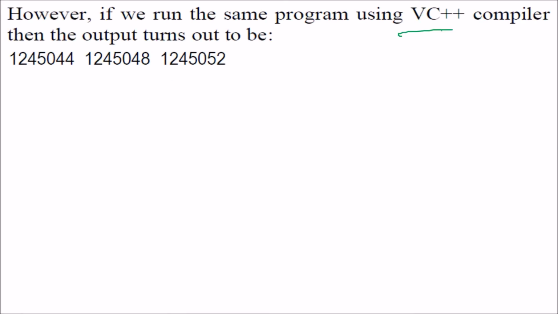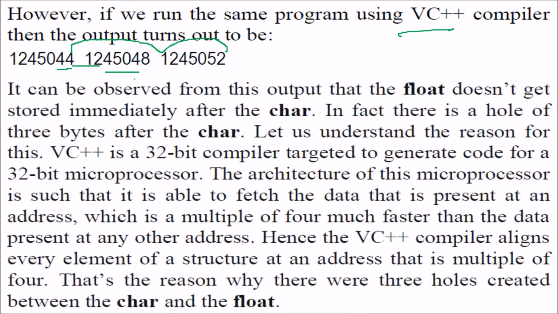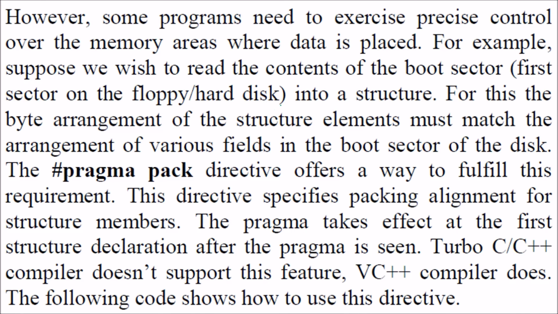But when you run it in VC++, you will find that it will be 44, 48 and 52. So you see that there is a gap between the addresses. Why? Because the Turbo C, C++ compiler uses 16-bit. VC++ is meant for a 32-bit processor, and because of this there are gaps, because it is dealing with 32 bits. For that we have pragma pack.